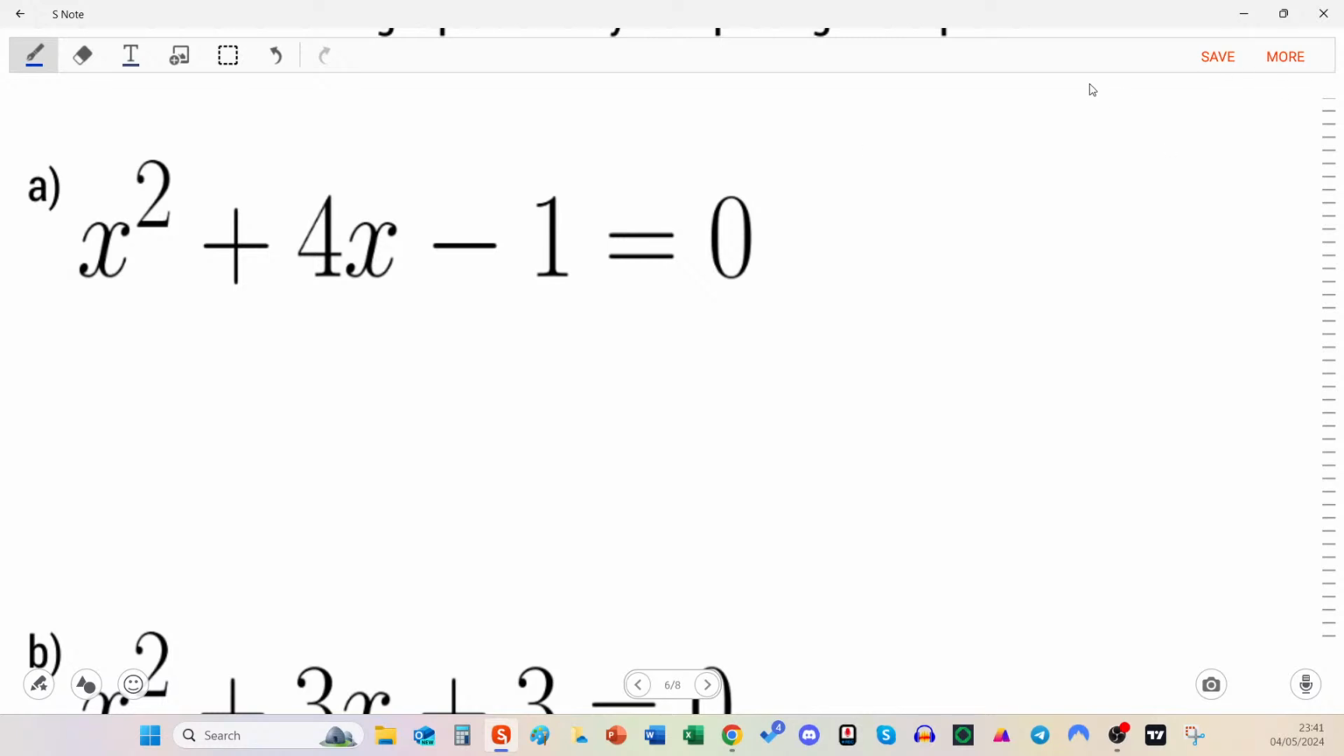completing the square, there's a lot to this. Give me 1 second. Needed a drink. Okay.